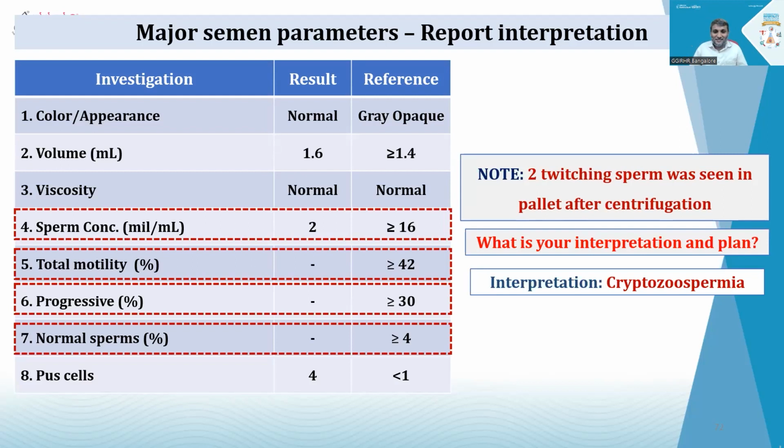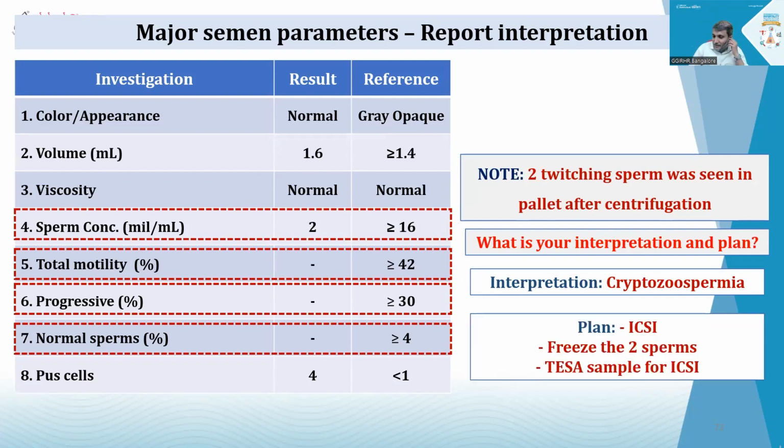Since I don't have time, I'm just doing it a bit fast. What will be your treatment plan? ICSI. Yes, ICSI. First, whatever 2 sperms you have got, we can cryopreserve it. Normal freezing is not done for such a sample. There is a separate technique called cryopreservation, like how we freeze the embryos. Similarly, we can freeze the sperms.